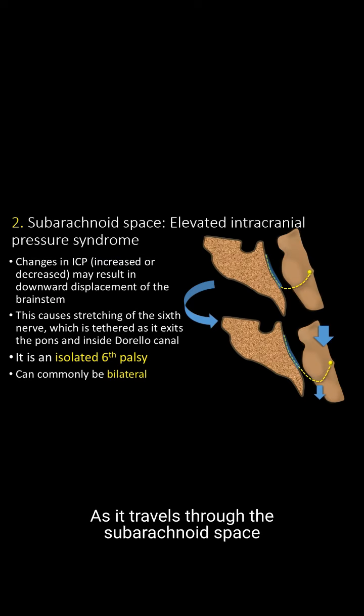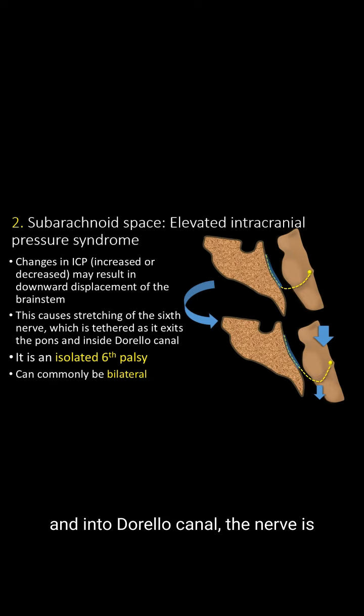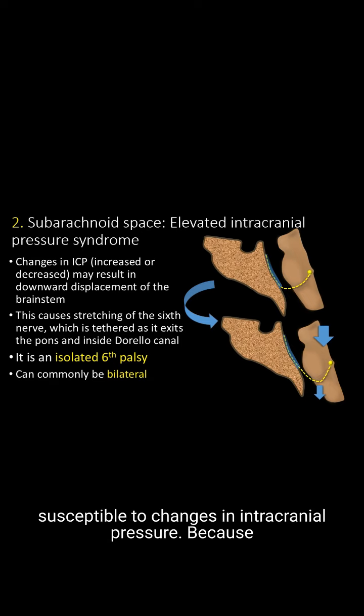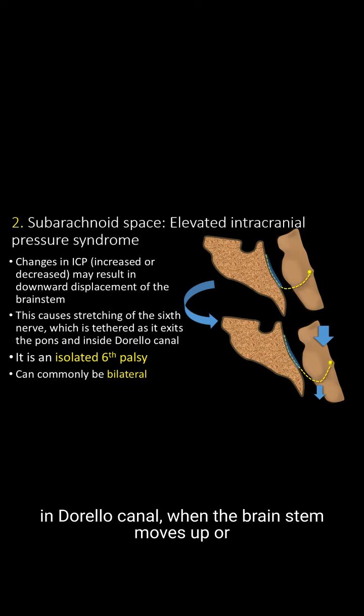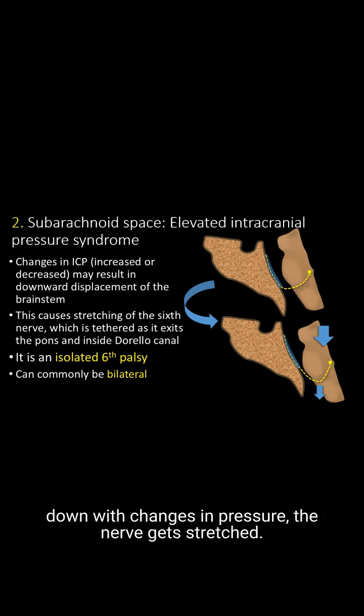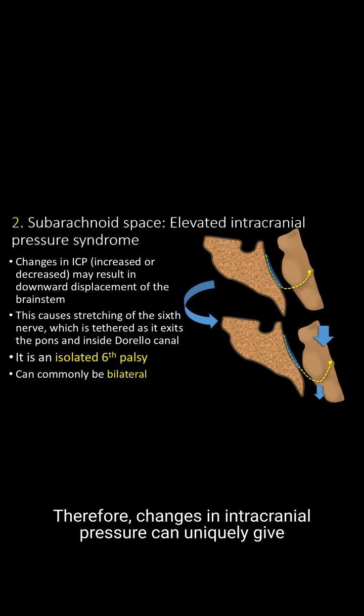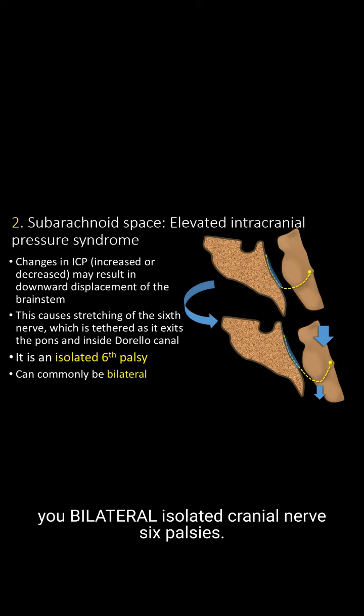As it travels through the subarachnoid space and into Dorello Canal, the nerve is susceptible to changes in intracranial pressure. Because cranial nerve 6 is uniquely tethered in Dorello Canal, when the brainstem moves up or down with changes in pressure, the nerve gets stretched. Therefore, changes in intracranial pressure can uniquely give you bilateral isolated cranial nerve 6 palsies.